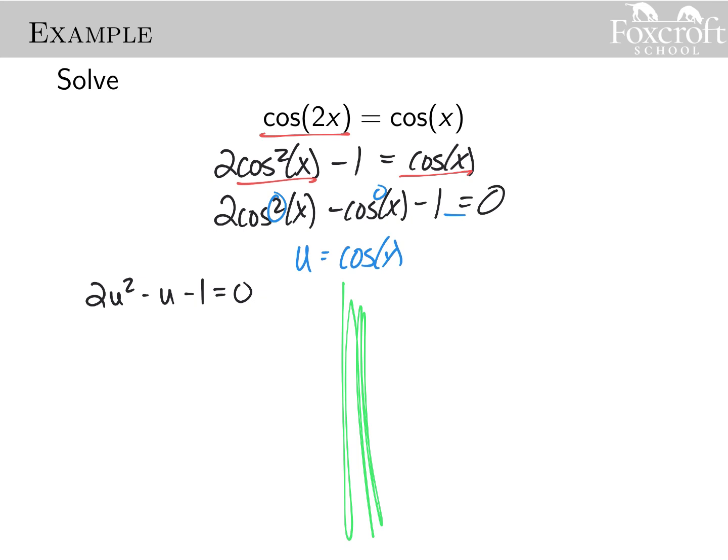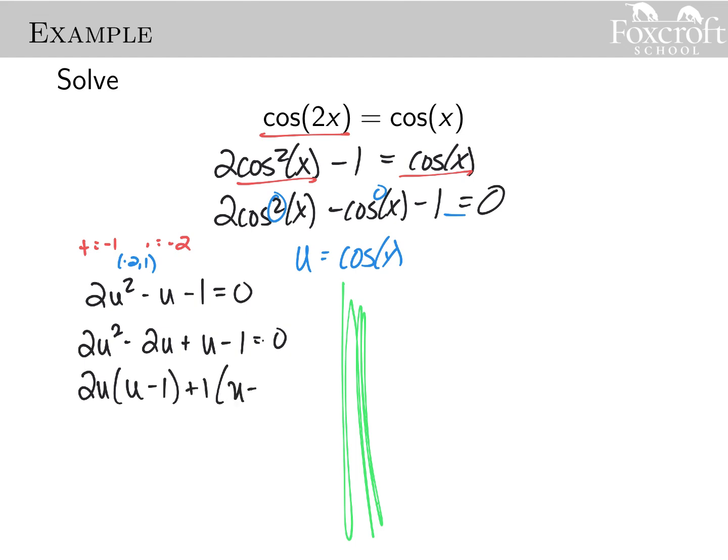So when we go to factor this, we're looking for 2 numbers that add together to give -1 and multiply together to give -2. And that's going to be -2 and +1. So now I rewrite my equation. Factor out a 2u from the first 2. I don't have to factor out anything, so 1 from the second 2. And I pull out that u minus 1.